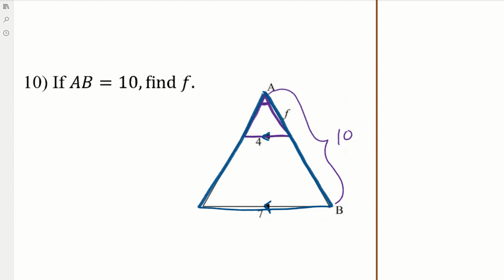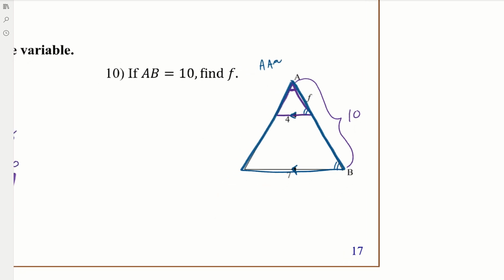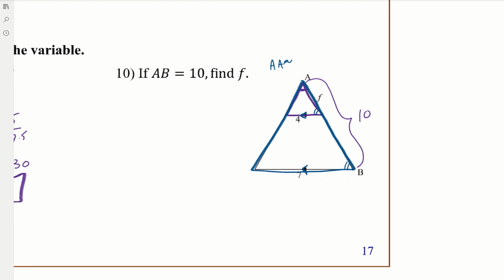Anytime they tell me something about parallel lines, I think about my alternate interior, corresponding angles, all that kind of stuff. And I remember that corresponding angles are congruent, okay? So I'm convinced that those are similar triangles by angle similarity. Okay, so let's see what I can set up here.